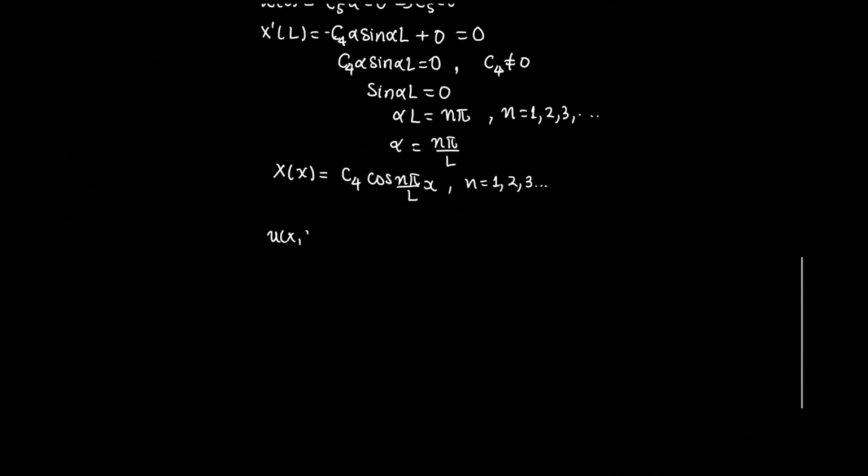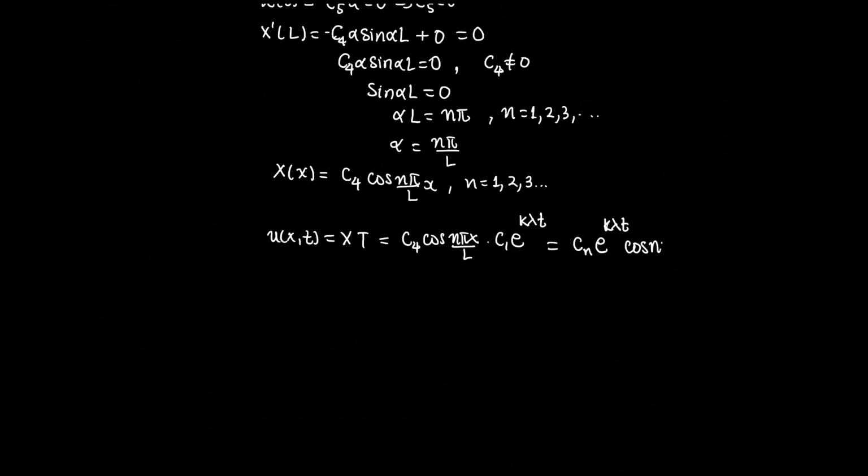Then u(x,t) is equal to C4 cos n pi x over L times C1 e^(k lambda t). This is going to be C4 times C. I'm going to say it's going to be some Cn, because I know that this constant is going to change for n equal to 1, n equal to 2, n equal to 3, and so on. So I'm going to put just Cn, e^(k lambda t), cos of n pi x over L for n equal to 1, 2, 3, and so on.